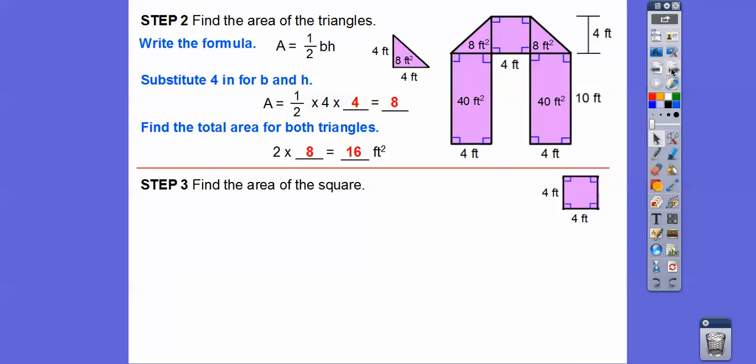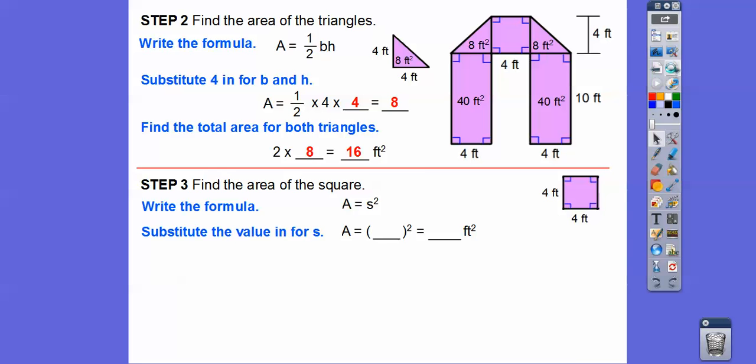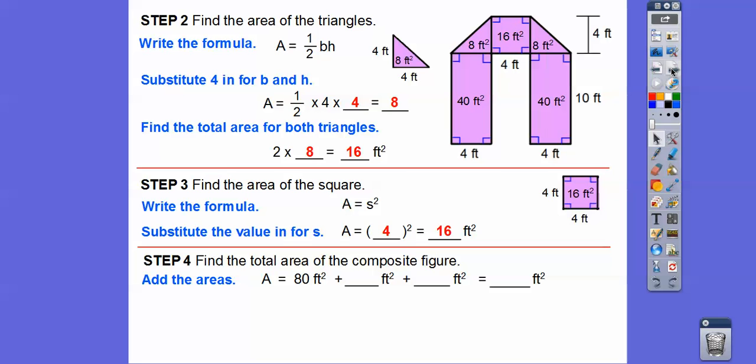Now we find the area of the square. Okay, so the area of a square formula is just side squared, so we're going to go ahead and do 4 squared. 4 squared is 4 times 4, which is 16. All right, now we're going to add them all together. Okay, so the 80 counts for these two guys, so that's what this is right here, 80. And then these two triangles, remember they added up to this 16 right here.